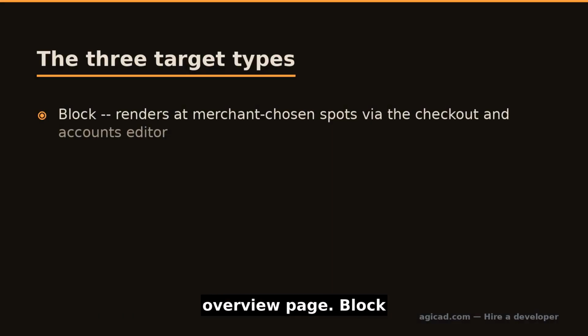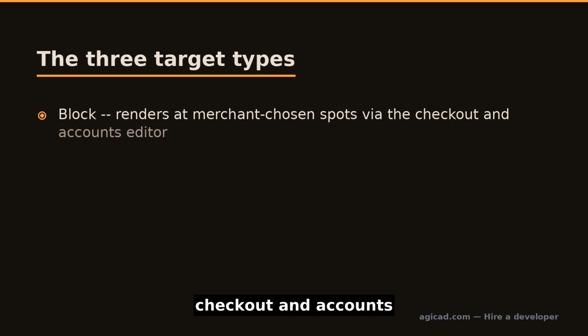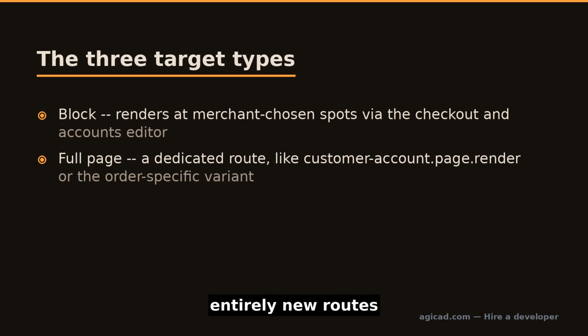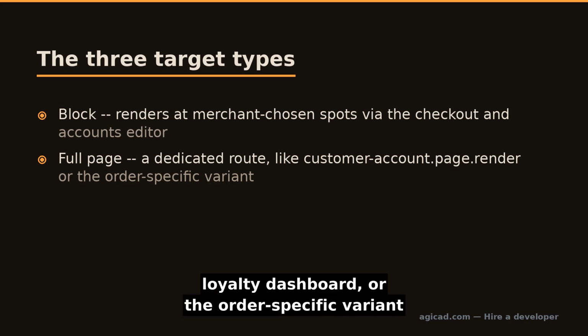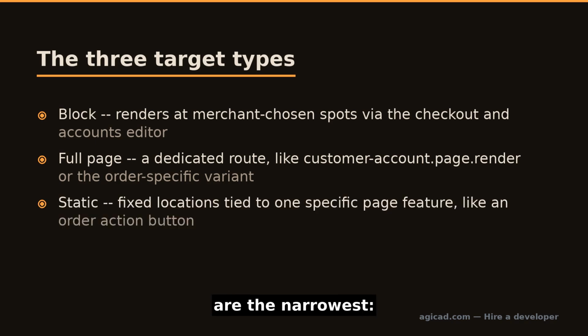3 target types, per the real table on Shopify's overview page. Block targets render at merchant-defined locations, placed using the checkout and accounts editor, good for content that doesn't depend on any one specific page feature. Full page targets create entirely new routes inside customer accounts: customer-account.page.render for a standalone page like a loyalty dashboard, or the order-specific variant for something like a return request workflow tied to one order. Static targets are the narrowest, fixed locations tied to one specific page feature, like an order action menu item or an announcement banner, and they only appear at all when that feature is present.